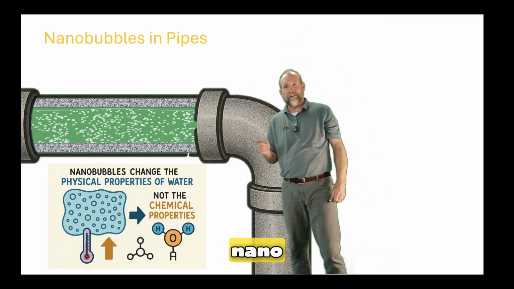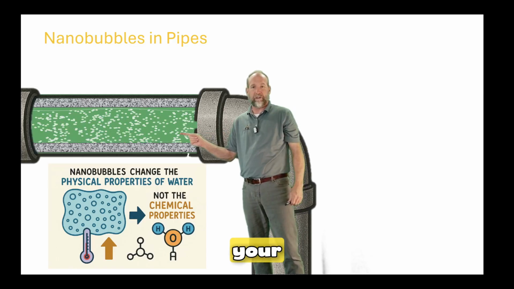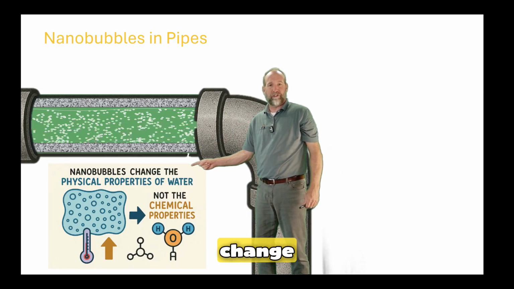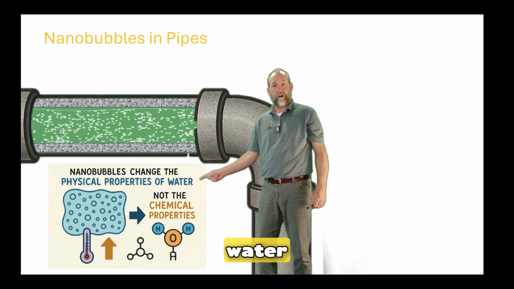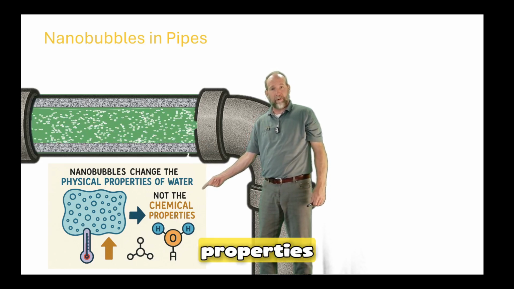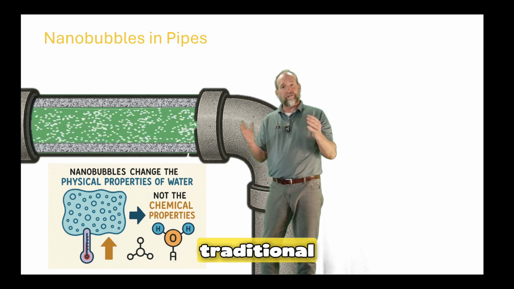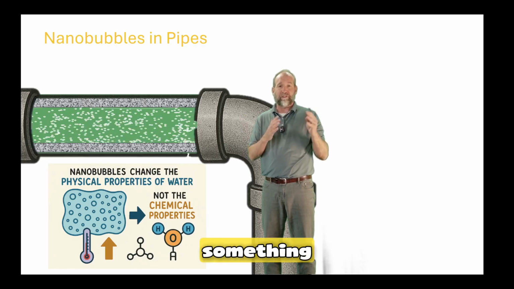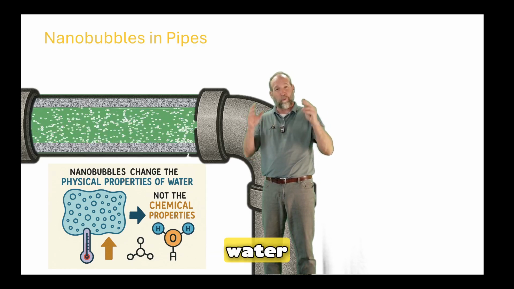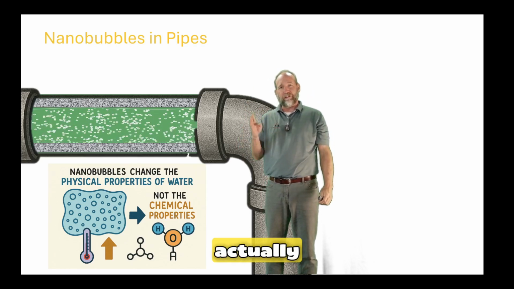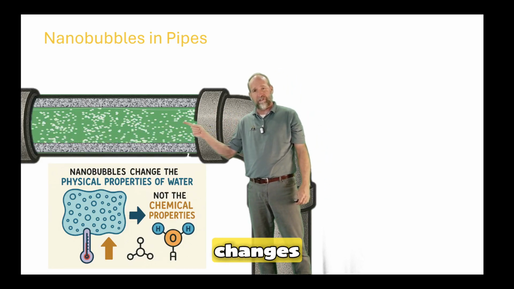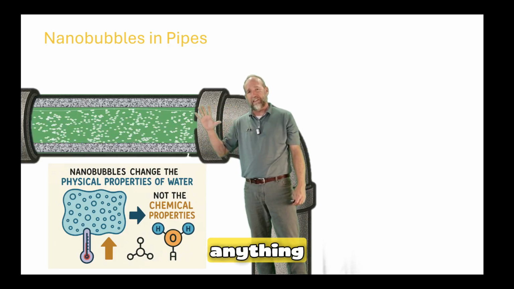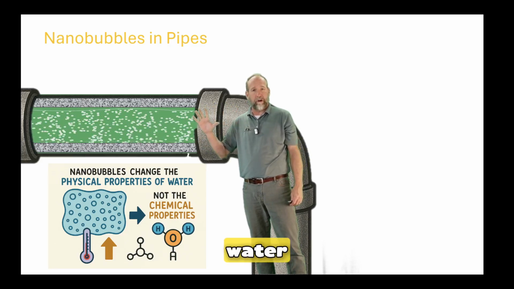Okay, let's talk about the nanobubbles in your water in your pipe system, okay? One thing I want to point out to you guys is that nanobubbles change the physical properties of water, not the chemical properties, okay? So unlike traditional water treatment like adding chlorine or adding an acid or something like that that actually changes the water chemistry, what we're actually doing is causing physical changes to the air that's inside of the water. We're not actually changing anything that has anything to do with the water, okay?